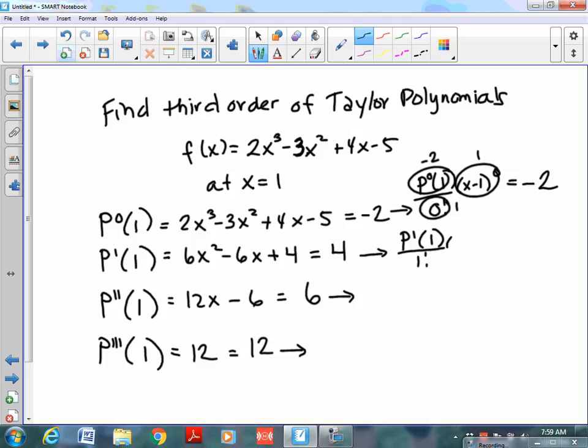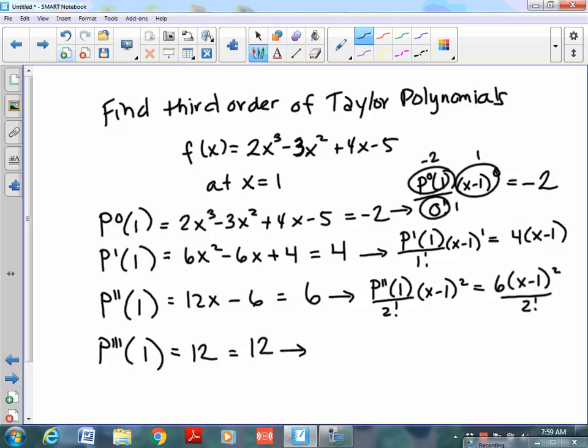Okay, the next one, p sub 1 of 1 over 1 factorial x minus 1 to the first. P1 of 1 is 4. So you're just going to get 4 times x minus 1. I'm not going to simplify that. P double prime of 1 over 2 factorial x minus 1 to the second. You are going to get 6 times x minus 1 squared over 2 factorial. We do not simplify it. Last one. P3 of 1 over 3 factorial, x minus 1 to the third. P3 of 1 is 12. 12 times x minus 1 to the third over 3 factorial.